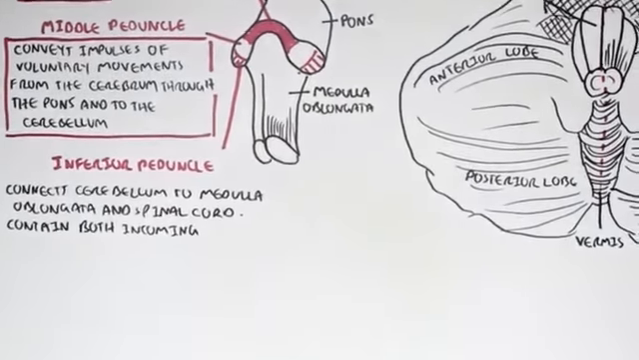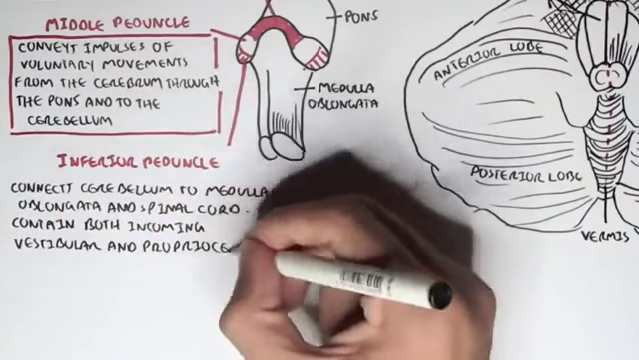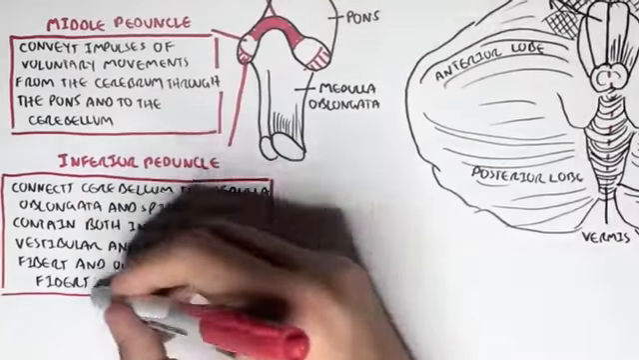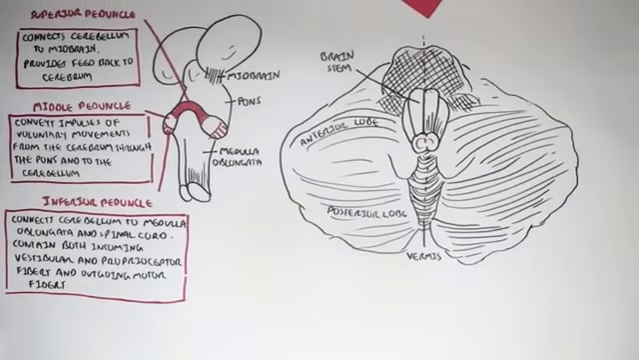And finally, we have the inferior peduncle, which connects the cerebellum to the medulla oblongata and the spinal cord. And it contains both incoming vestibular and proprioceptive fibers and outgoing motor fibers. What the inferior peduncle essentially does is that it receives information from our limbs, you can say, from our joints, from our muscles, and interprets this. And then also sends out signals for coordinated movements together with the cerebrum. I hope that all makes sense.